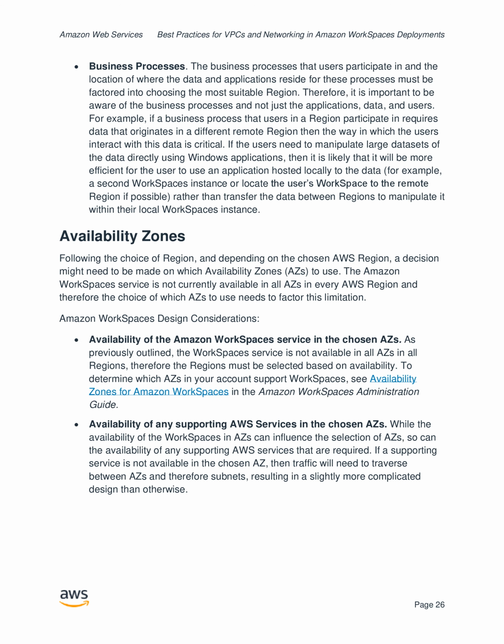Business processes. The business processes that users participate in and the location of where the data and applications reside for these processes must be factored into choosing the most suitable region. Therefore, it is important to be aware of the business processes and not just the applications, data, and users. For example, if a business process that users in a region participate in requires data that originates in a different remote region, then the way in which the users interact with this data is critical.